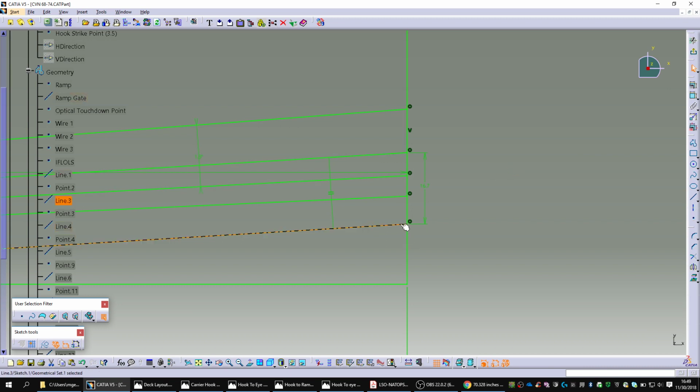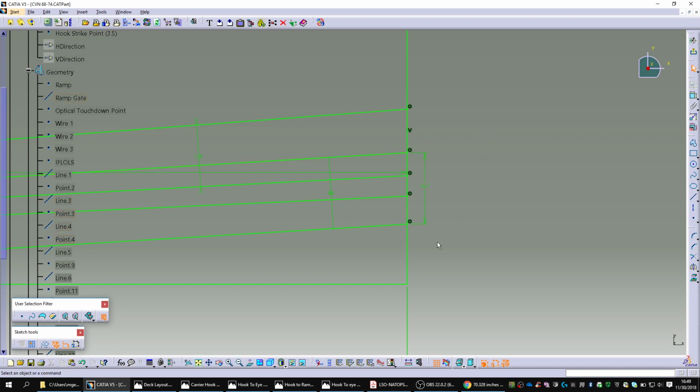The only one here that I've shown so far ascribed as a hook point is this guy. That's the hook point for a 3.5 degree glide slope. And by the way, this parallelism will exist for all conditions, but this will not. The 16.7 technically would change.